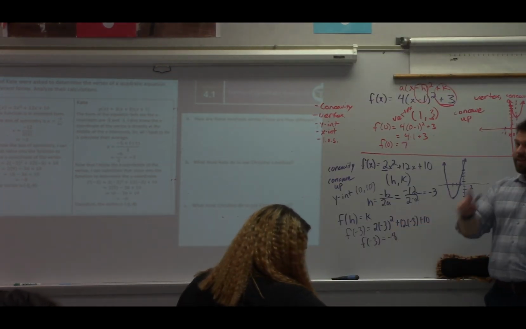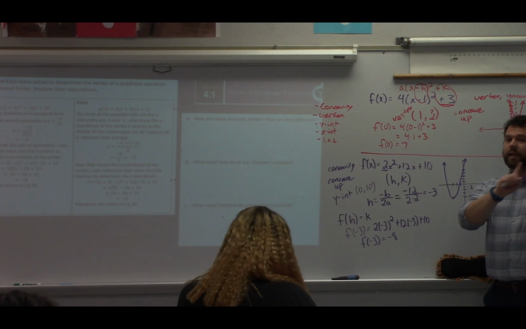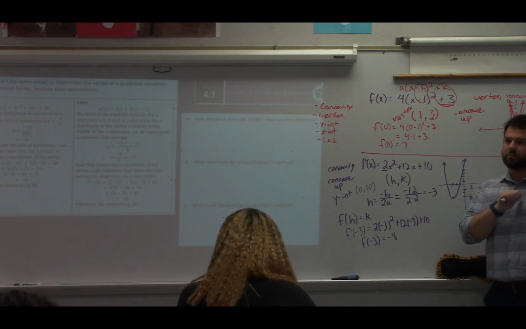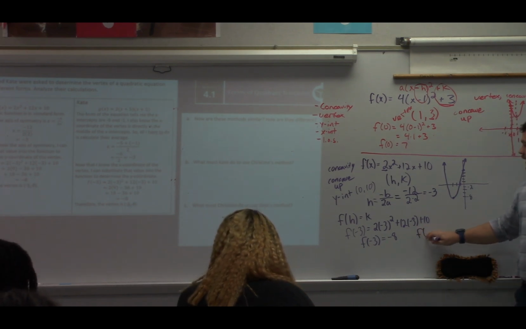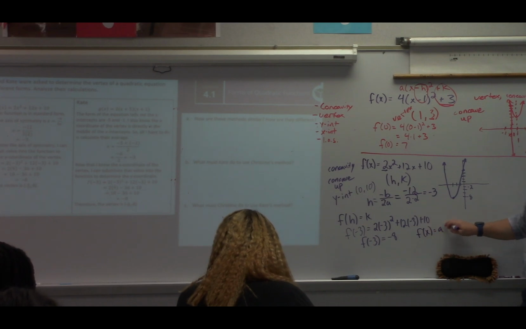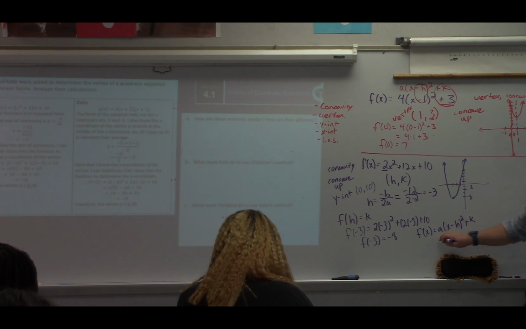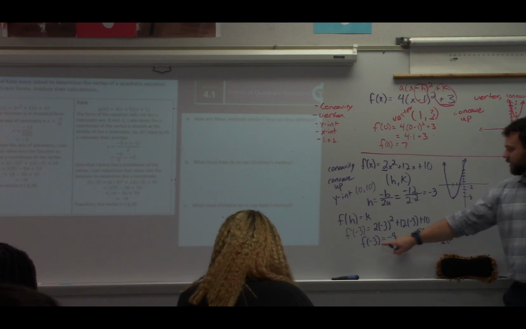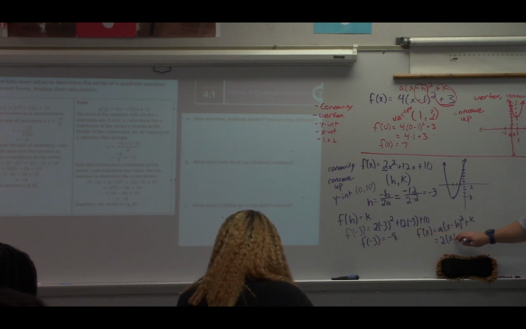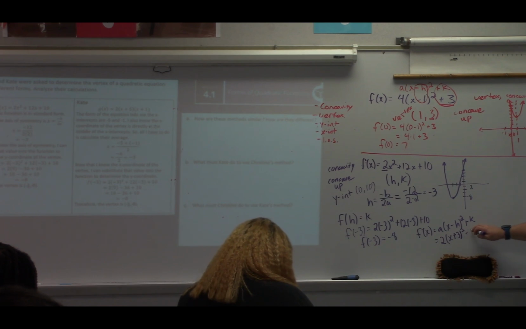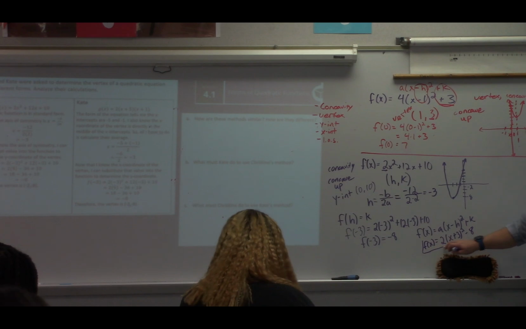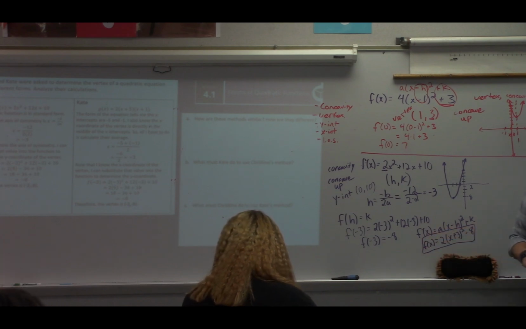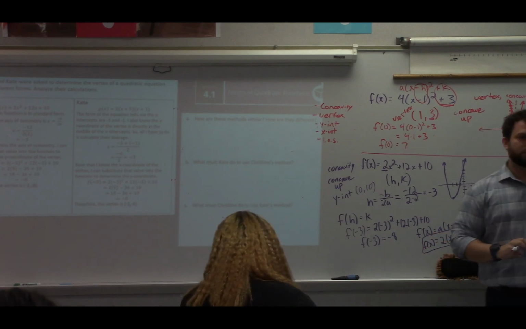I will also point out, and this is actually why it's useful, I can now write the vertex form of this equation. What is A in this problem? 2. What is H? Negative 3, so it'd be x plus 3, and then K is negative 8. So notice, if I can find my vertex, I can convert this to vertex form. That's something to keep in mind here.